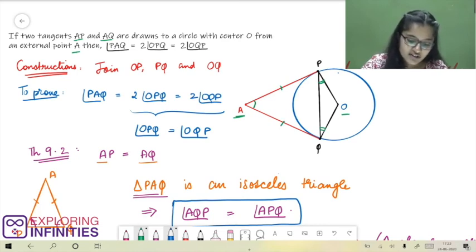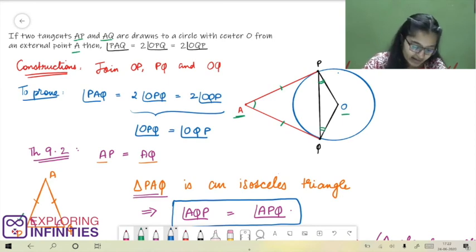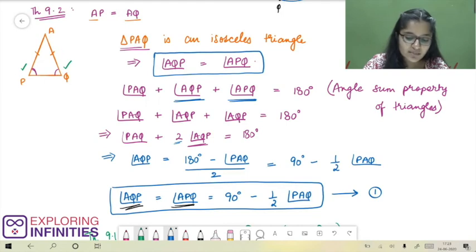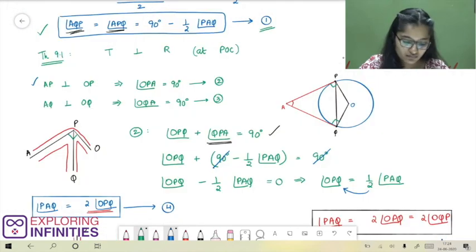So if we notice the triangle APQ in our figure, we can say that it is an isosceles triangle. And in an isosceles triangle, the angles opposite to equal sides are equal. Hence, angle APQ is equal to angle AQP. On applying angle sum property of triangles in triangle PAQ and simplifying the initial equation that we got, we get angle AQP is equal to angle APQ is equal to 90 degrees minus half of angle PAQ. And we thought of this equation as equation 1.